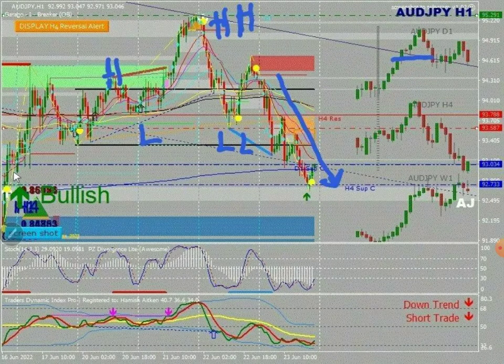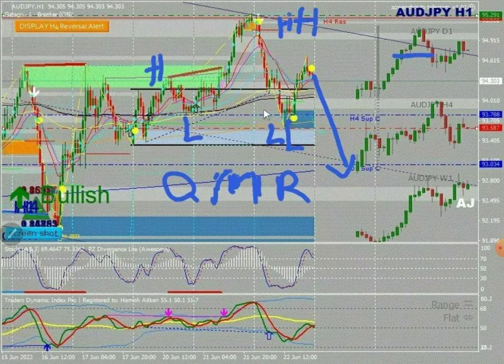So on AJ, okay, this is it. This is the beginning. Break. This is a breaker. This is a pullback. So we expect continue. On QML, we make use of overbought stochastic, majorly overbought stochastic.